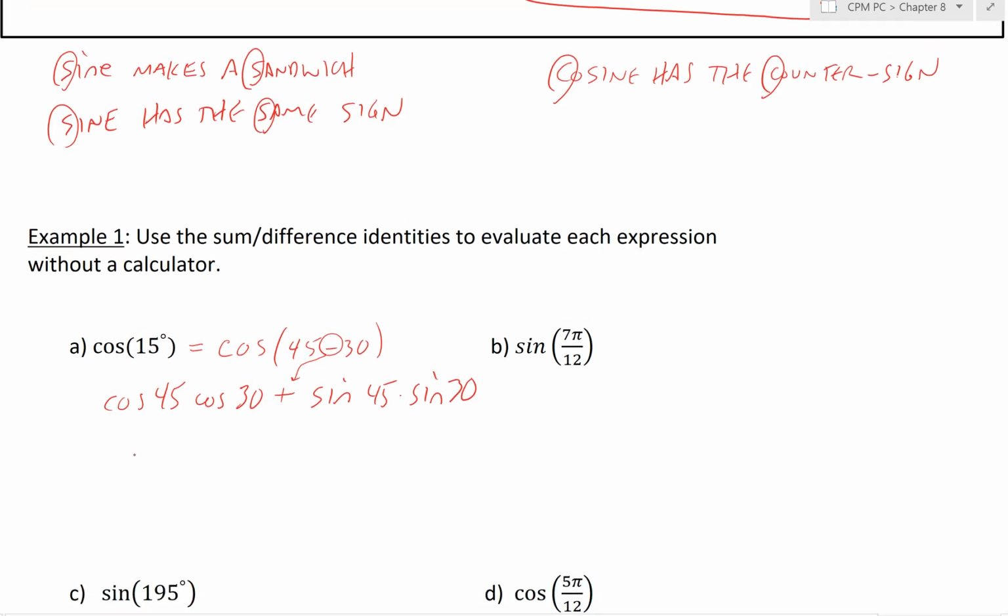And cosine of 45, what's that? Root 2 over 2. Cosine of 30? Root 3 over 2. Sine of 45? Root 2 over 2. Sine of 30? Sine of 30 is 1/2.